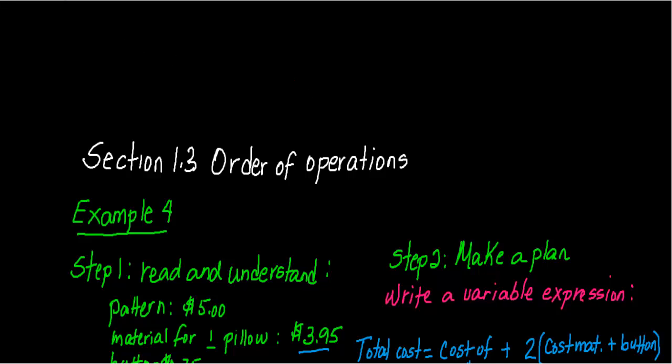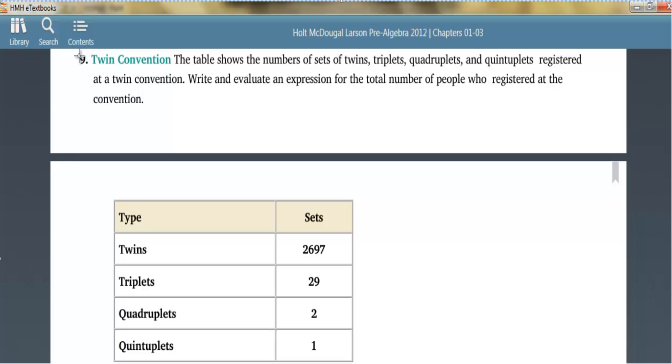Let me erase this board so that I can insert the problem. And here it is. This problem is problem number 9 on page 18 of your textbook. Okay, we're still on section 1.3. Let's read it. It says here, there's a twin convention. The table shows the numbers of sets of twins, triplets, quadruplets, and quintuplets registered at a twin convention. Write and evaluate an expression for the total number of people who registered at the convention.